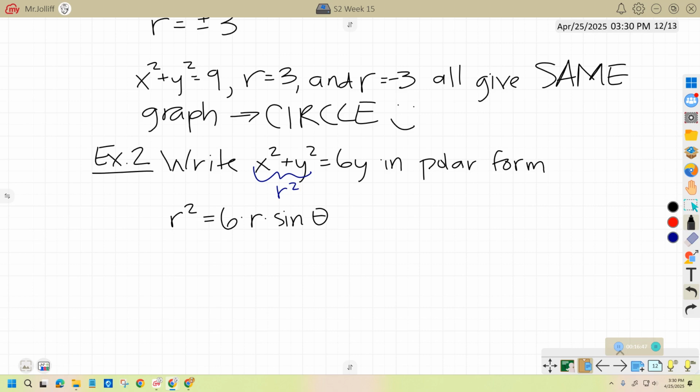If I can't divide and I need the r's on the same side, what else could I do? Square it? We could. It doesn't hurt anything, but it also doesn't help, because then we're just going to have an r to the 4th and an r squared. So not wrong, but not helpful. And that's okay, right? Trial and error. Another suggestion.